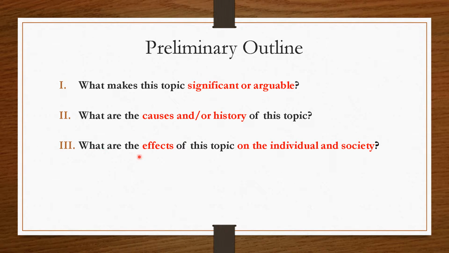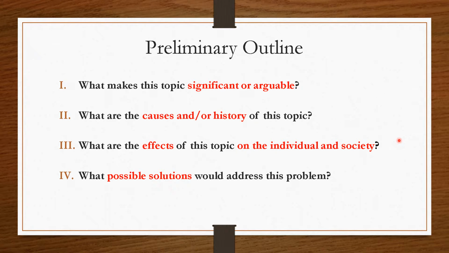What are the effects of this topic on the individual and society? How is this affecting one person? How is it affecting groups of people or society as a whole? Those are things that you should look at when you are reading through your article. And number 4, what possible solutions would address this problem? Where do you see this problem resolving itself in the future? What do you think will happen with this? And finally, what are some different ways of looking at this particular topic? What are some diverse opinions?